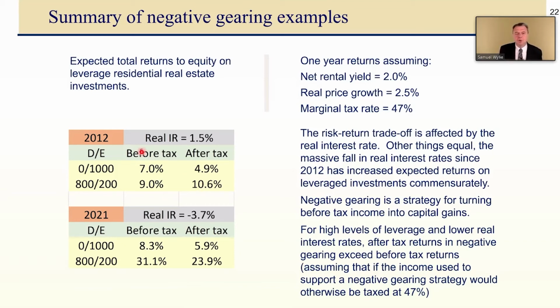So 2012: before tax, after tax, with no leverage. Before tax, after tax, with leverage. And paradoxically, after tax is more than before tax. Jump forward to 2021, where the real interest rate is so low that negative gearing isn't really being enacted, because interest rates are so low relative to the net rents. And we get back to the more normal situation of after tax being lower than before tax.